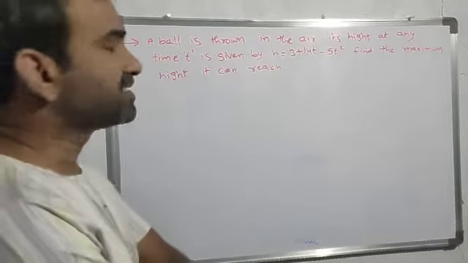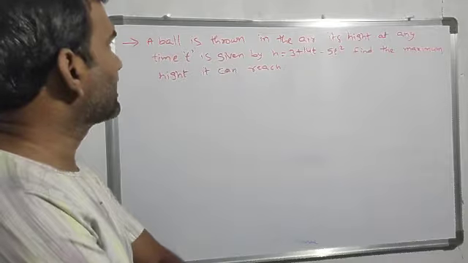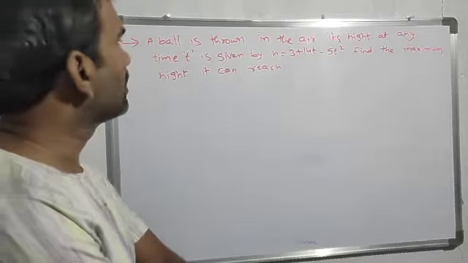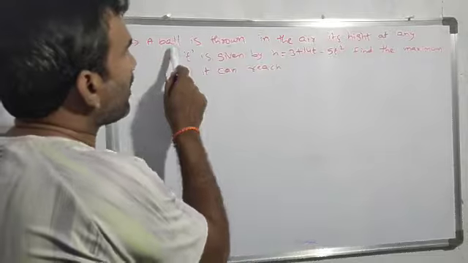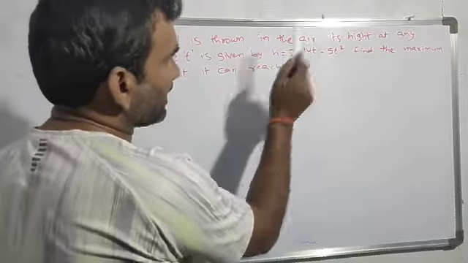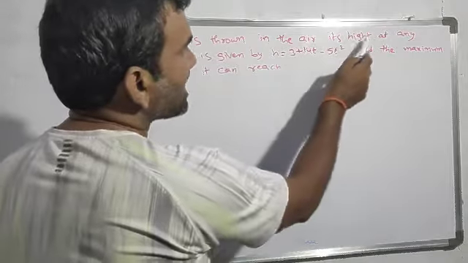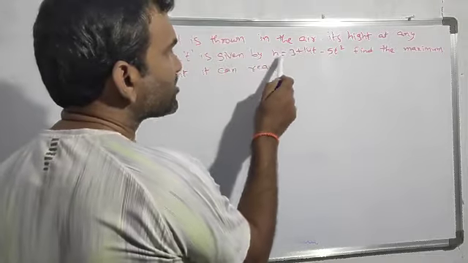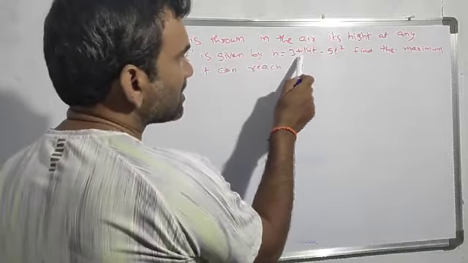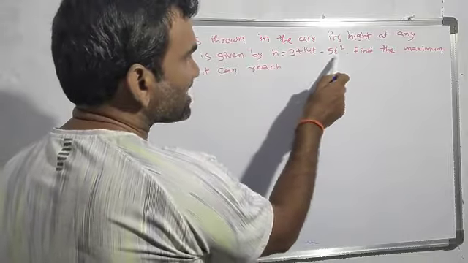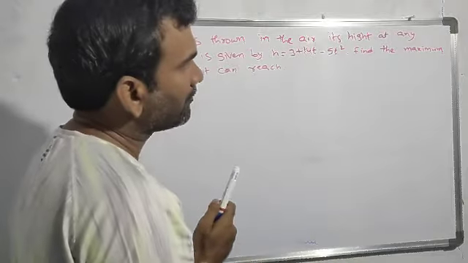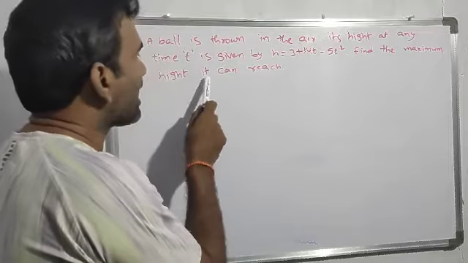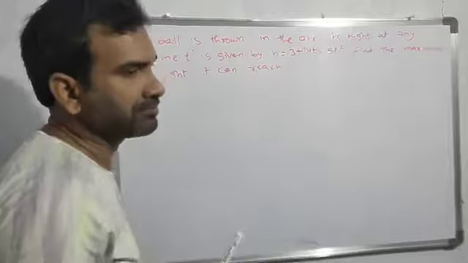Okay students, let's observe the next question. A ball is thrown in the air. Its height at any time t is given by h equal to 3 plus 14t minus 5t squared. Find the maximum height it can reach.